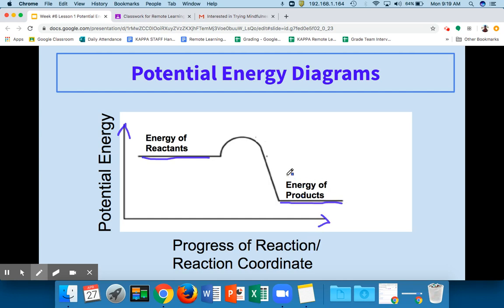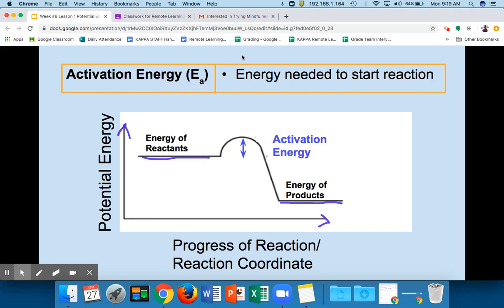Now, the next thing would be this little hump. So what do you think this would represent? This represents the energy that it takes for the reaction to get started. So to go from reactants to products, there is this little hump, and we call this the activation energy. So the energy needed to start the reaction.